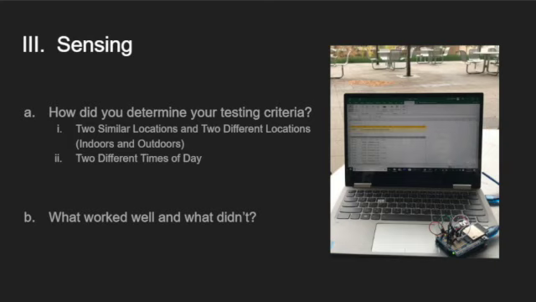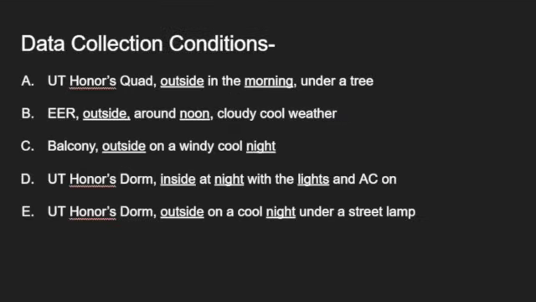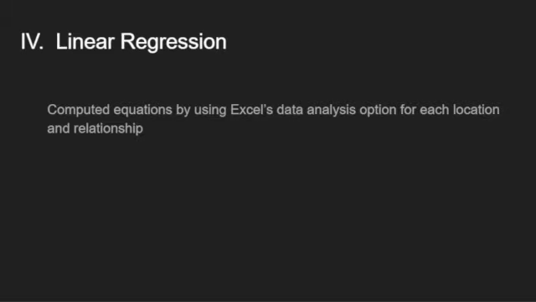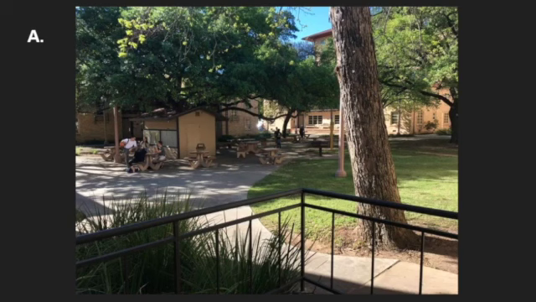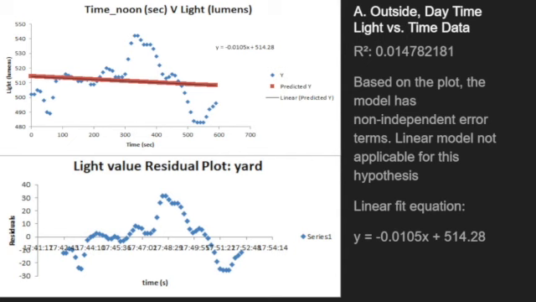What went well is that it was challenging, so we learned a lot. Our data collection conditions: one is UT's Undergraduate Student Engineering Resource (ER) balcony outside of a condo, and inside and outside of UT's understore. For linear regression, we used Excel data analysis on the daytime light versus time data.